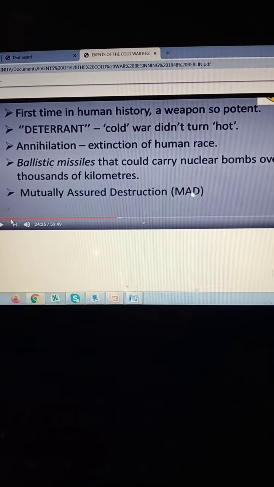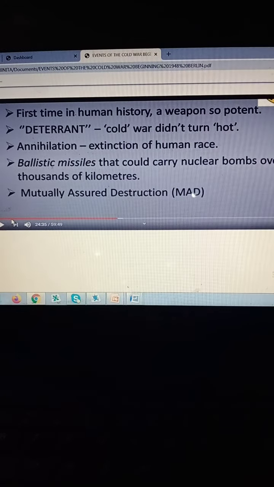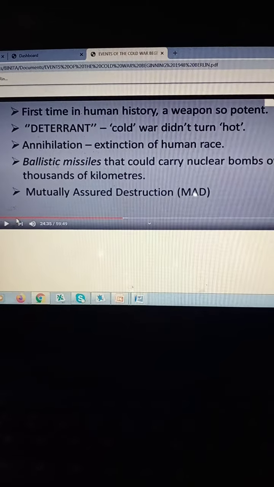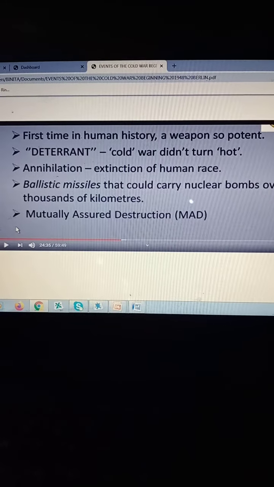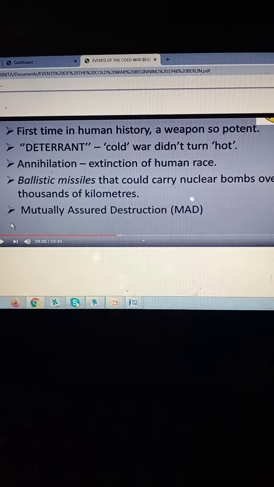Now, deterrent, that led to deterrent. Deterrent means Cold War did not turn hot. If only US had the nuclear weapon and USSR did not have, then obviously USA could easily win over USSR.